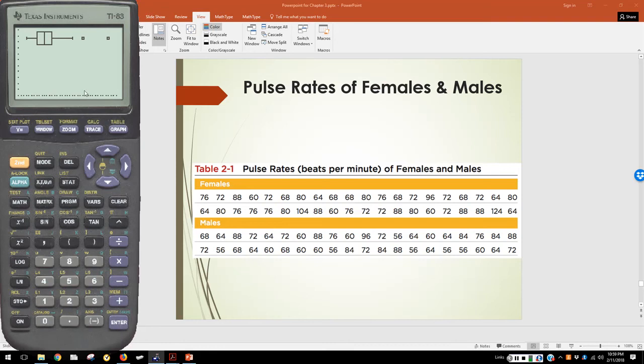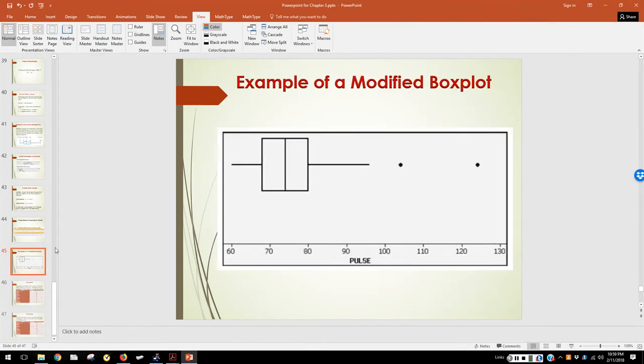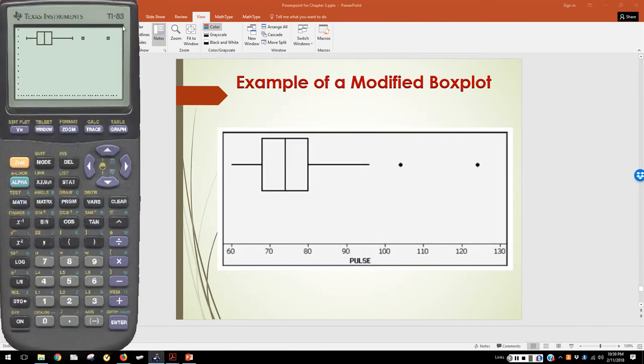And here we have the box plot for our data. And notice that we actually have 2 outliers. In fact, I'm going to show you the box plot on the screen. This box plot is the same box plot of those pulse rates. And I can trace on this one. If I press the trace button, I notice that it says the median of that data set is 74, which we already saw. If I move to the left, it says that the first quartile is 68, which we already saw. And that the minimum value is 60, which again we already saw.